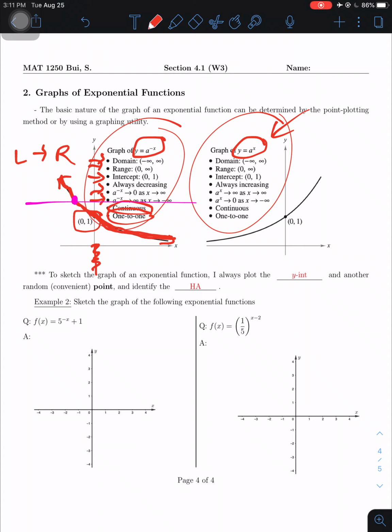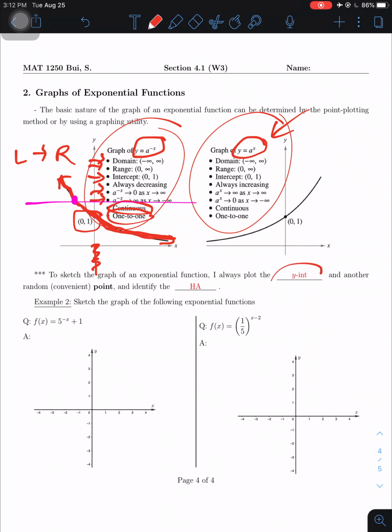Okay, for my tips, to sketch a graph of an exponential function, I always plot the y-intercept and another random convenient point, and make sure you identify the HA, or the horizontal asymptote. You guys are going to ask me what it means by horizontal asymptote. Asymptote is something that we learn from the derivative. I'm just using this one as a tool to make it easier to sketch your graph. Let me do the very first example, and I'll tell you what the horizontal asymptote means. Okay.